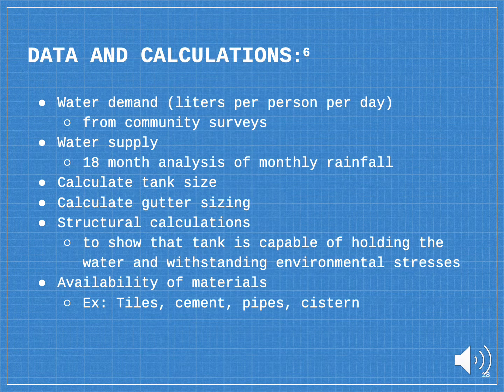And then it's important to also do structural calculations to make sure that the tank and the system are capable of holding all the water that is going to be going in and through it, and that the system is going to be able to withstand any environmental stresses. It's also important to look at the availability of materials to make sure that everything we need, such as tiles, cement, pipes, the cistern or tanks, are going to be available in the local community for a reasonable price that is within the budget of the project.